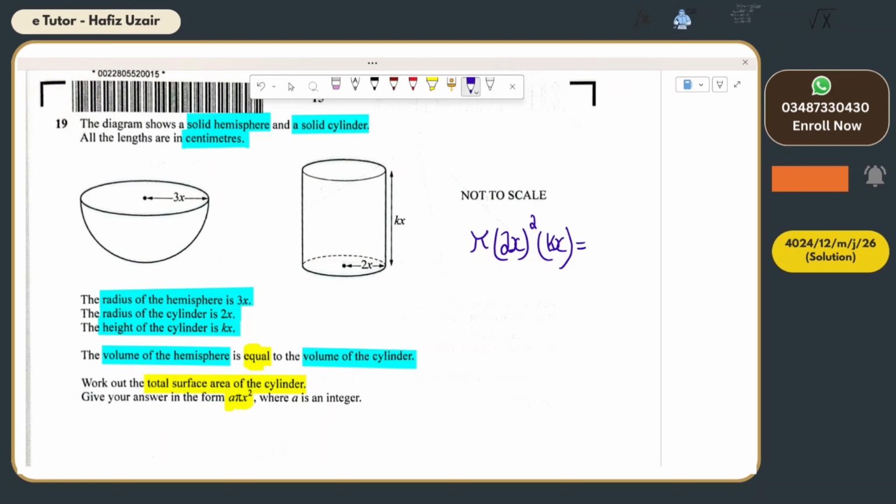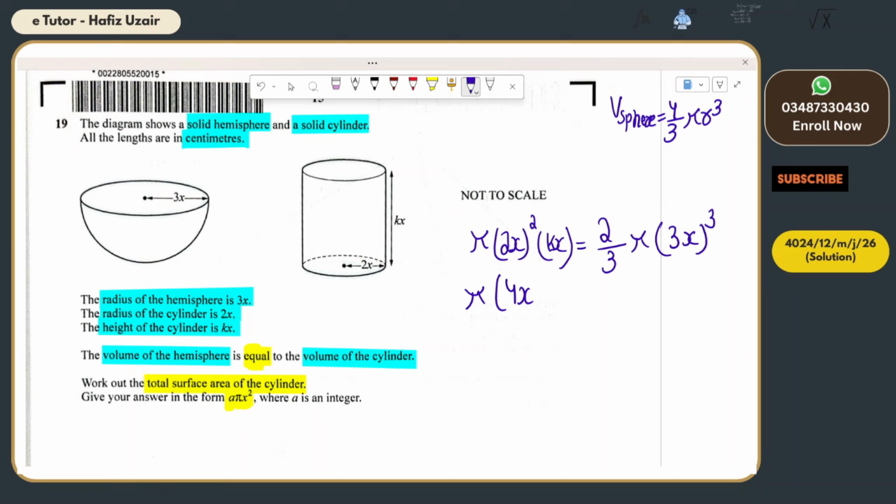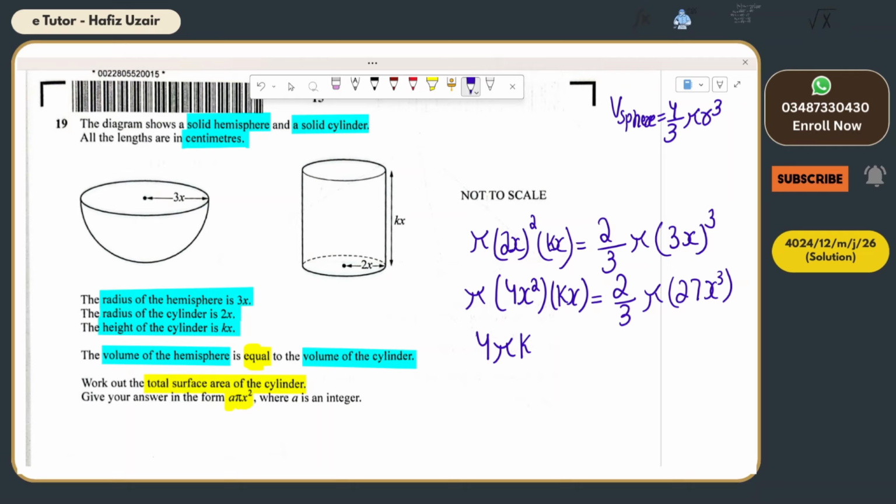The volume of a sphere is 4 by 3 pi r cube. You can check on the formula sheet. So for a hemisphere it's 2 by 3 pi times r cube, and in the place of radius we can write 3x cube because the radius is 3x. Now let's solve this. Pi times 4x square times kx is equal to 2 by 3 times pi times 27x cube. Now if we solve this, we get 4 pi kx cube.